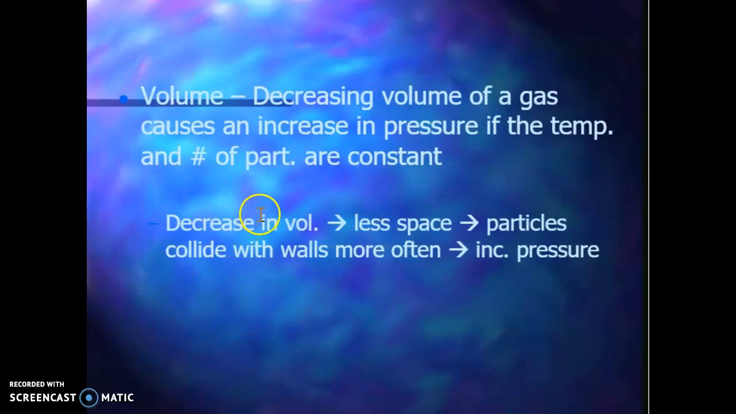The second factor is going to be the volume. The more space that a gas has to move around in, the less likely it is that the particles are going to collide with the walls or with each other. The less space they have, the more likely it is they're going to collide. So if you decrease the volume and you have less space, those particles are going to collide more often, which results in, again, an increase in pressure.